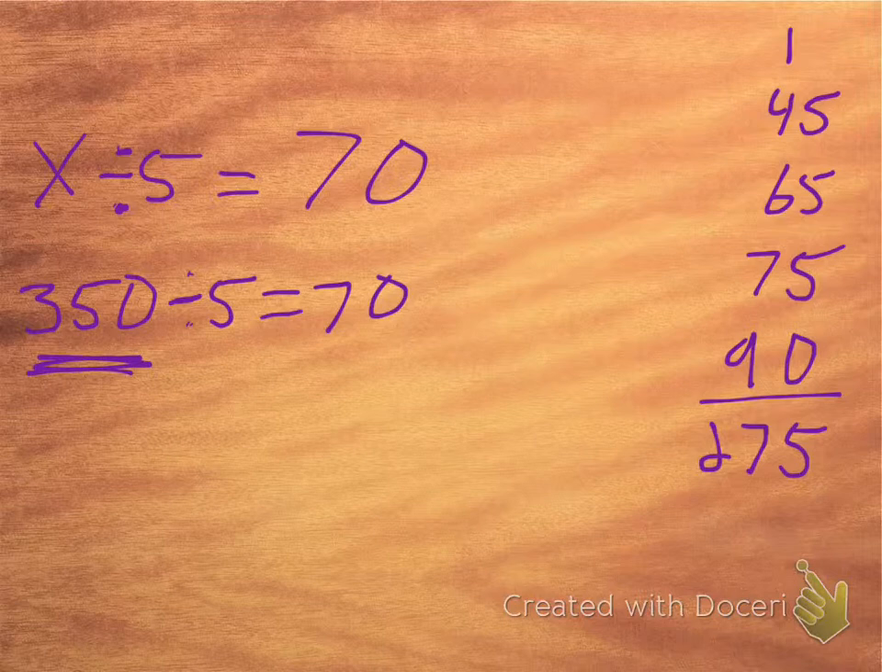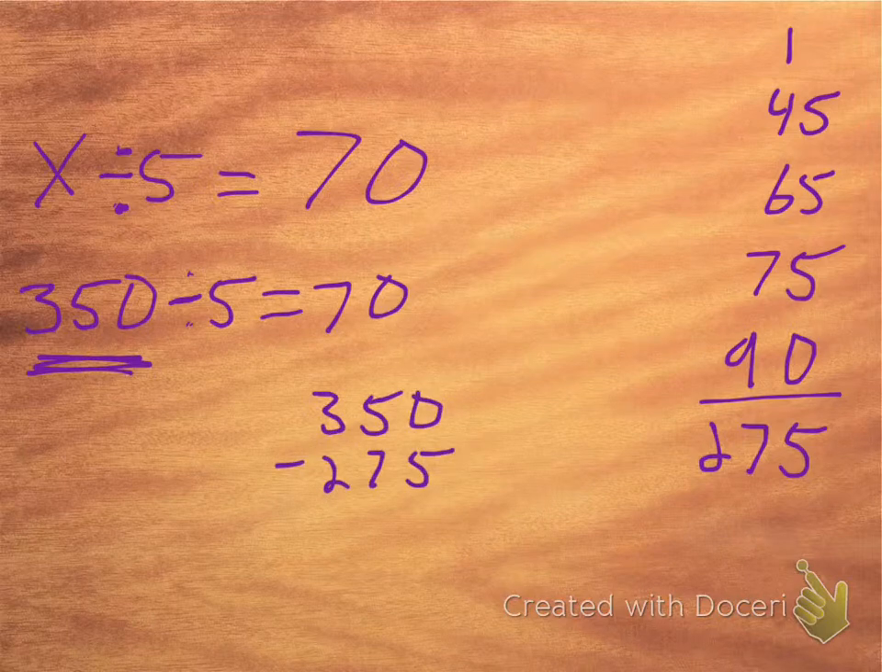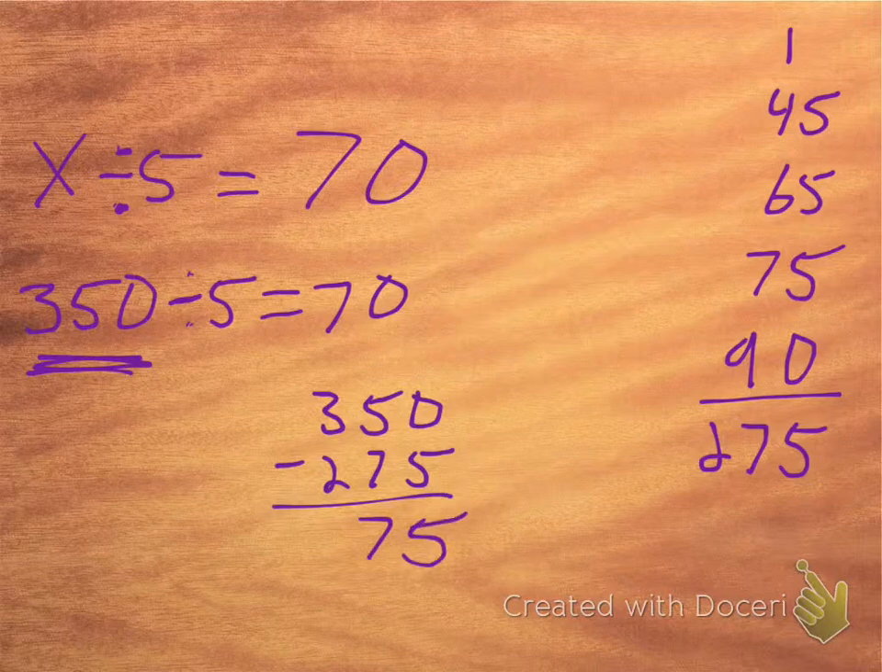So if I know that they should add up to 350, and right now I only have 275, how do I find that 5th missing grade? Subtract. 350 minus the total of the other 4 equals 75. So our missing grade is 75.